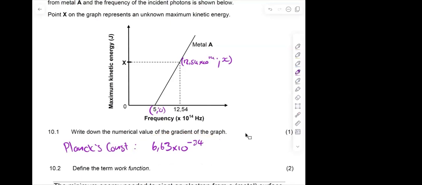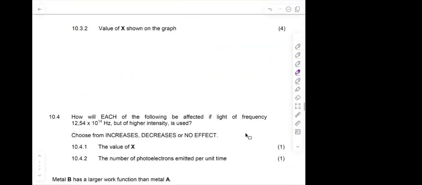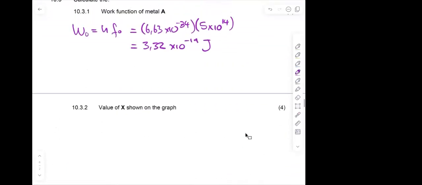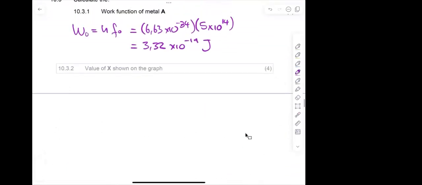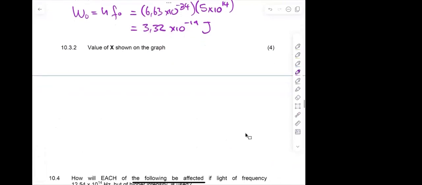Another way of doing it is simply using the formula. Let's start with the gradient method, and then we can do the other method as well and show you both of them. Let me just move this up to create a bit more space. For the value of X in the graph, I'm going to use the gradient method. So we know that my gradient, m, is equal to change in y over change in x.